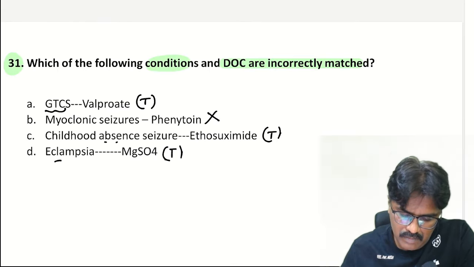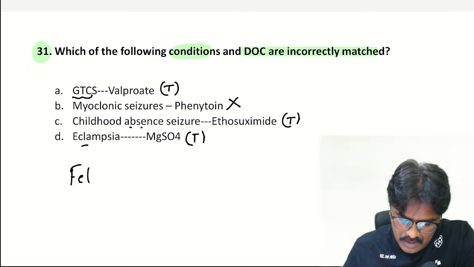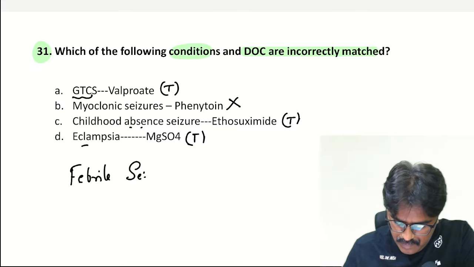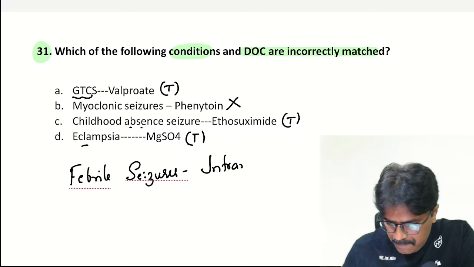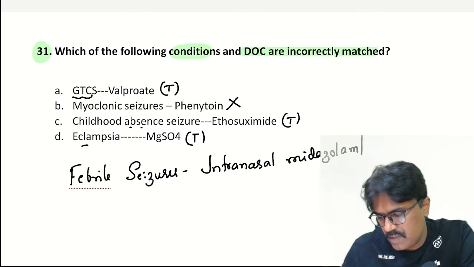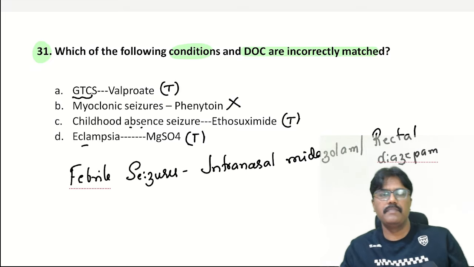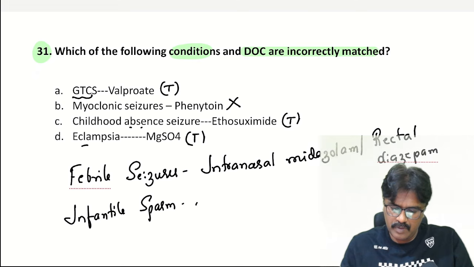Now, moving on to some epilepsy conditions, what they will ask you is febrile seizures. The drug of choice is intranasal midazolam. If that is not there, you can give rectal diazepam. Then infantile spasm, ACTH.